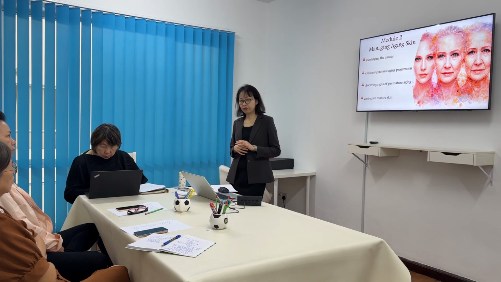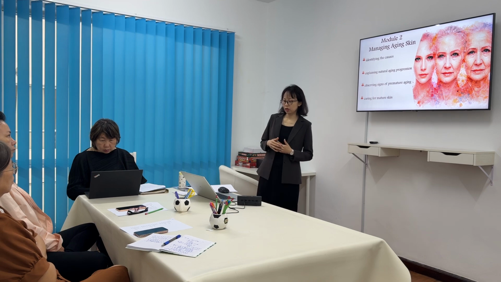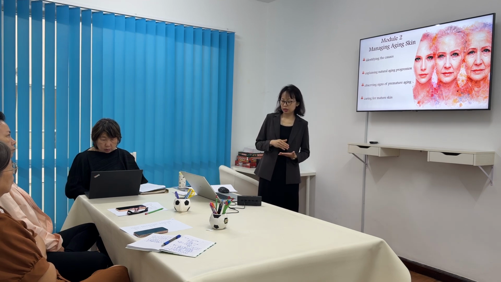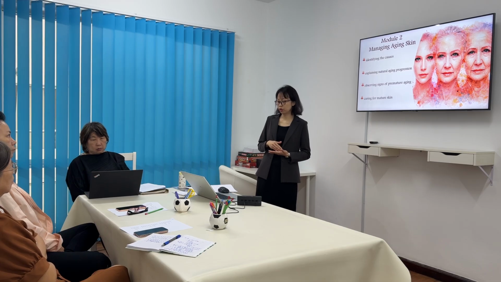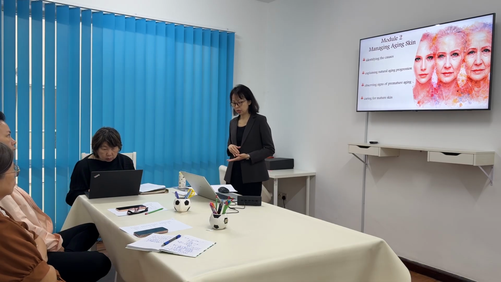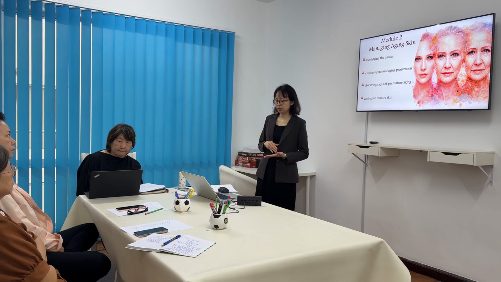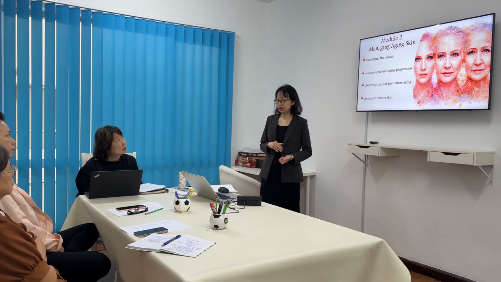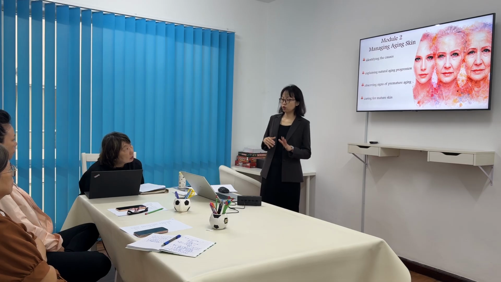Intrinsic aging refers to natural genetic aging. It includes things like slower cell turnover, reduced collagen and elastin production, and reduced moisture retention. This process is inevitable and we cannot stop it. In practice, intrinsic aging sets the baseline, but it does not explain why two people of the same age can look completely different.